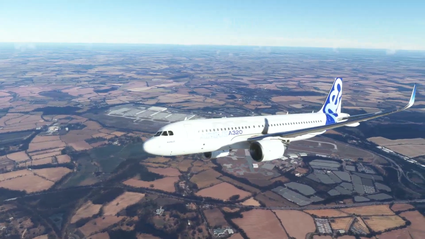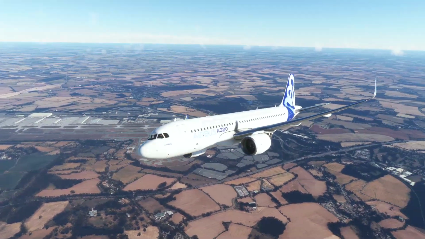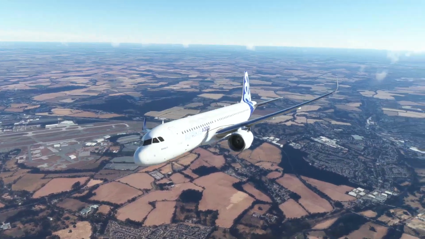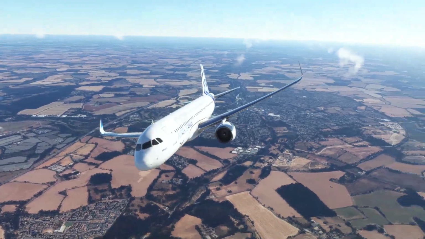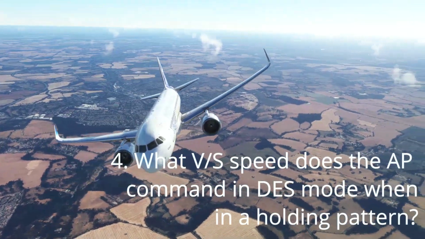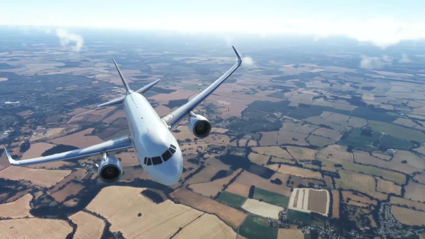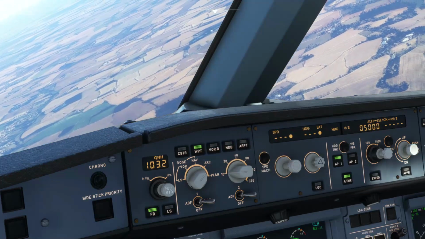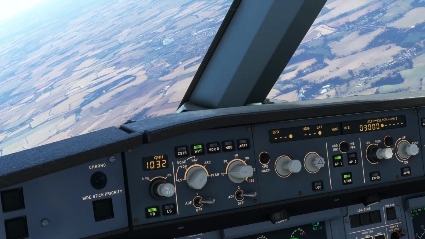Question number 4 then concerns aircraft in a holding pattern. So let's say that we're currently holding at 5,000 feet and air traffic control have asked us to descend to 3,000 feet. If we don't use VS mode and we used managed descent, what FPM will the autopilot command to make the descent from 5,000 to 3,000? Again, if you are in a holding pattern and you ask the autopilot to descend in managed mode, what VS rate will the autopilot command?